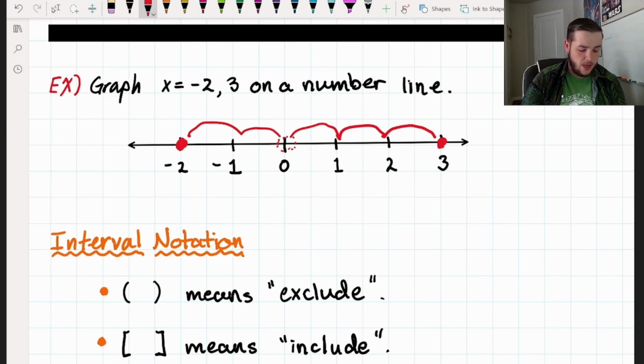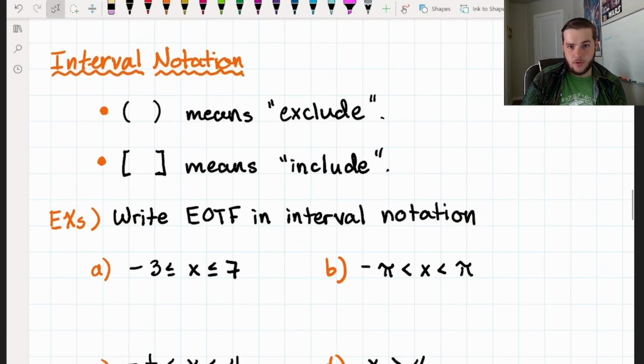Now, we often use interval notation to succinctly write sets of numbers, or intervals. And perhaps you have seen this before. In interval notation, we use parentheses and square brackets. And these symbols actually mean different things this time. The parentheses denote exclusion, whereas the brackets denote inclusion. Let's take a look at a couple of examples so we can see what I mean by that.